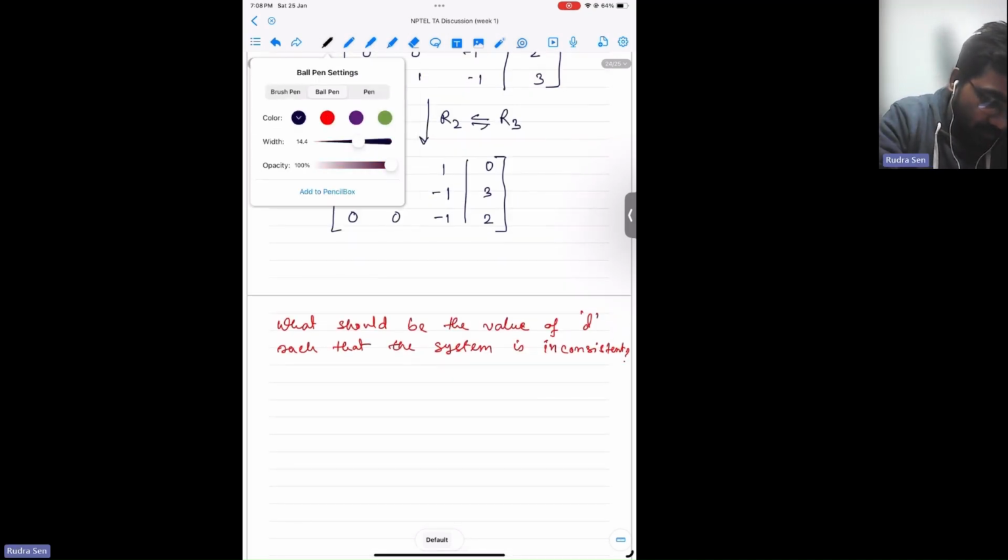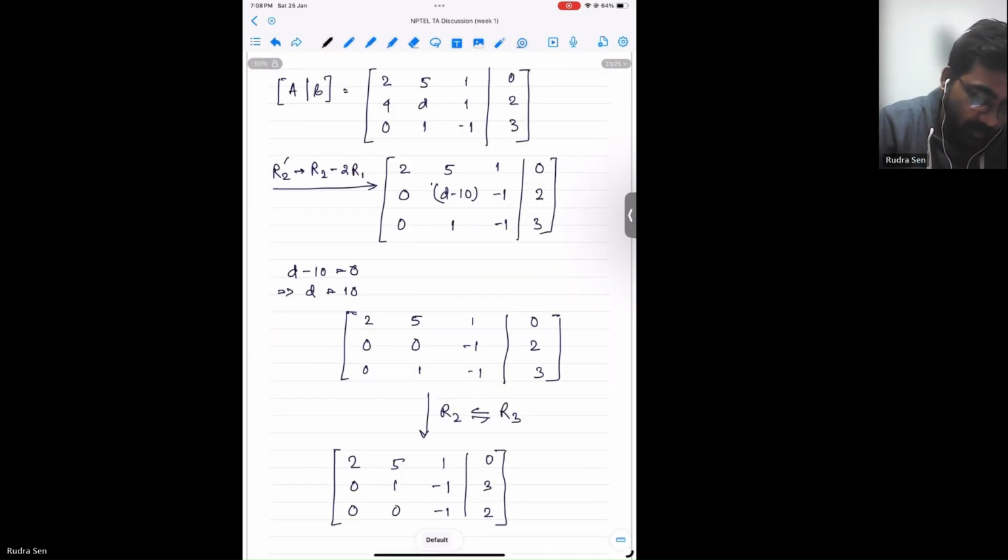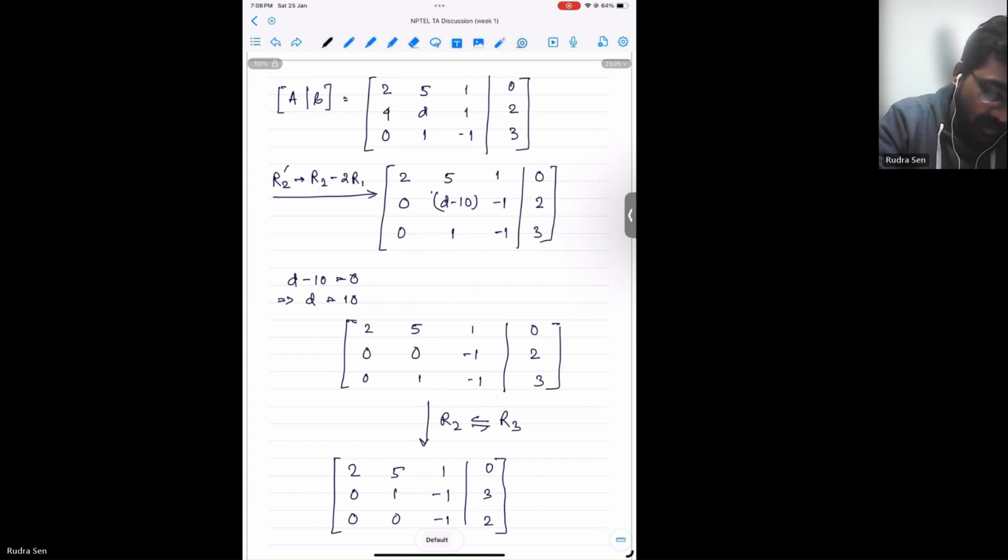So we have to do this. Let's say after row operation, we get this kind of structure. Oh, sorry, I think I have made a terrible mistake over here. No, no. Okay.